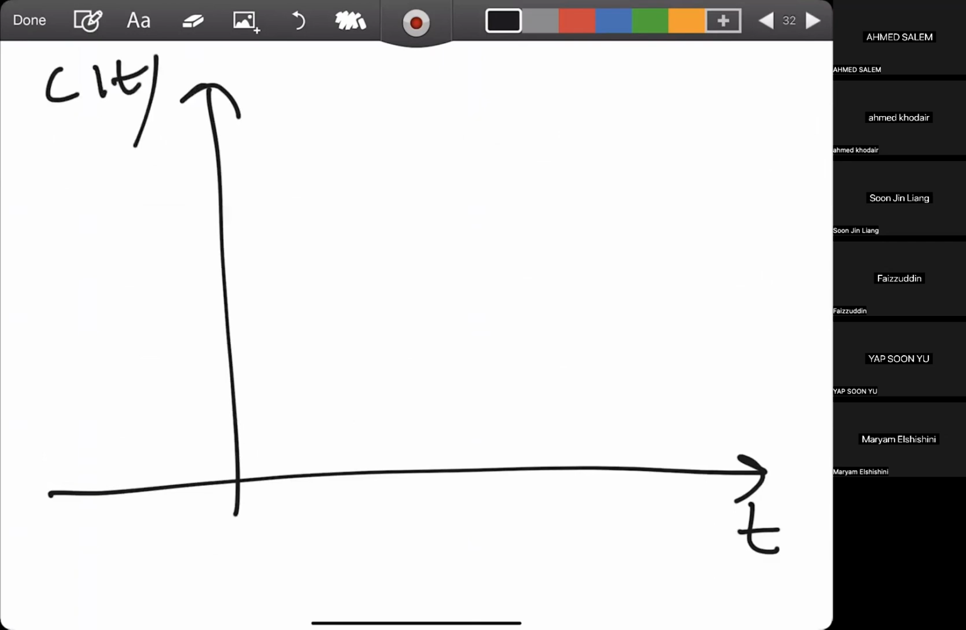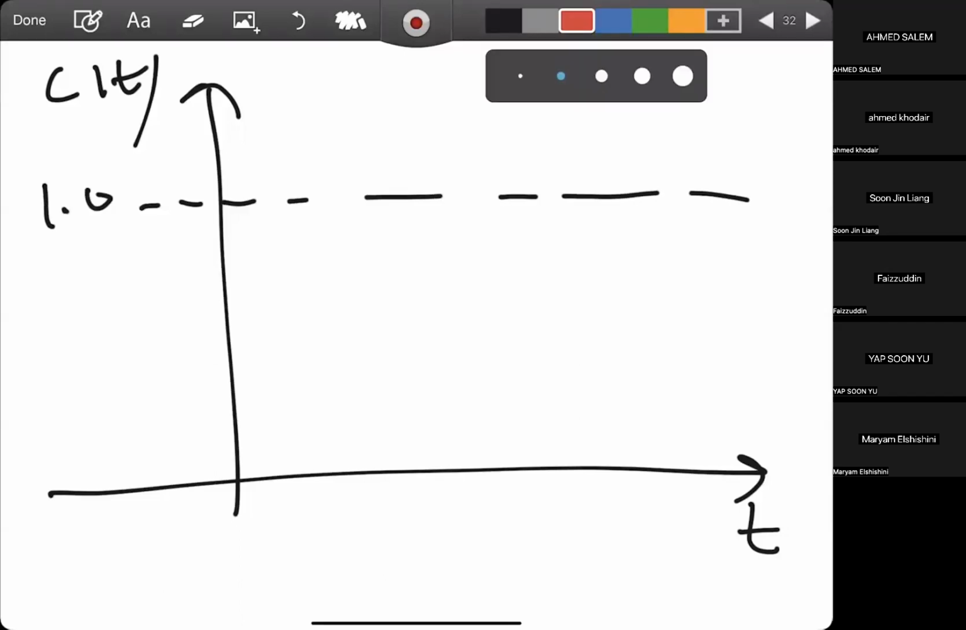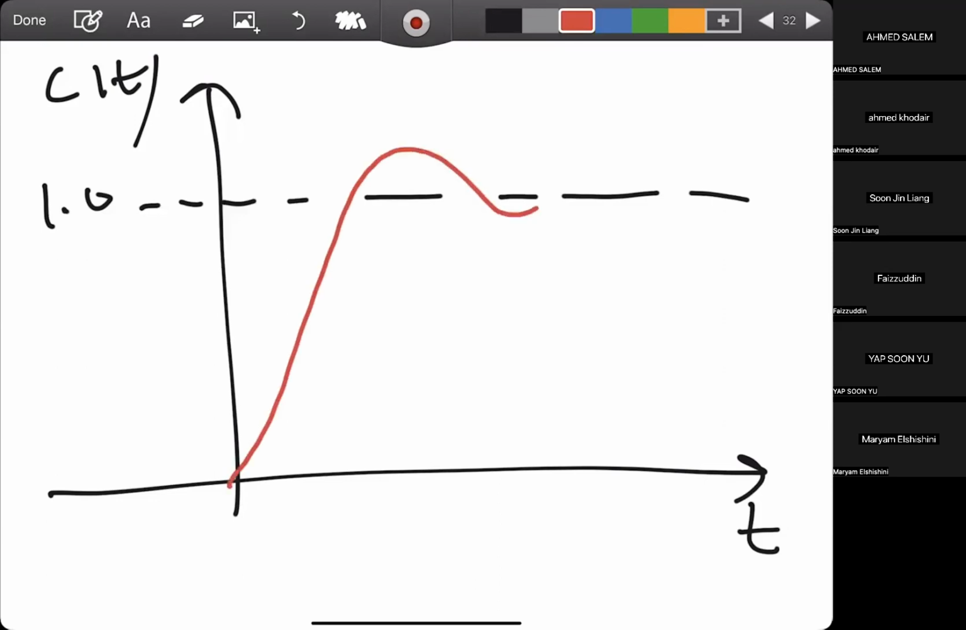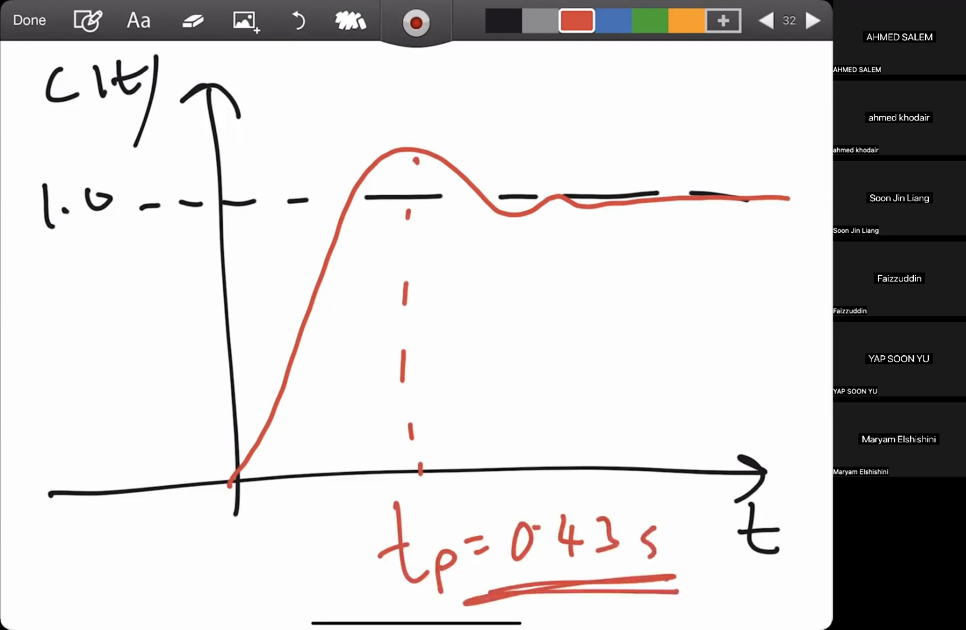Rahma, can you tell me what is the shape of the response? Rahma, answer. Okay, something like that.